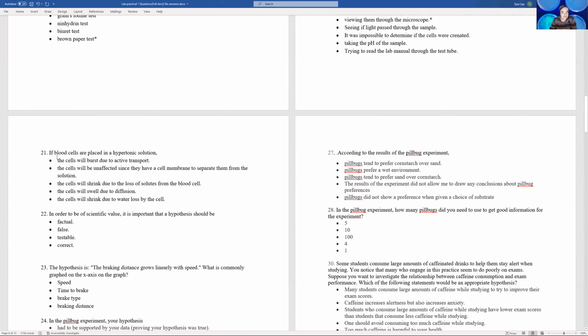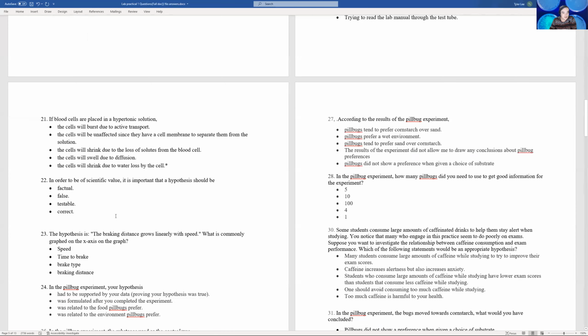All right, 21. If blood cells are placed in a hypertonic solution, what will happen? This one's kind of tricky. If you see the third answer down here, the cell will shrink due to the loss of solutes from the blood cell. That's almost right, because if it's in a hypertonic solution, water is going to leave the cell. So the cell will shrink, but it's not because the cell is losing solutes. This stuff about tonicity is all about the movement of water. So in this case, the cell will shrink due to water loss by the cell. It might seem like it's number 3 because it says the cell is going to shrink. But again, the key here is that it's not losing solutes, it's instead losing water.